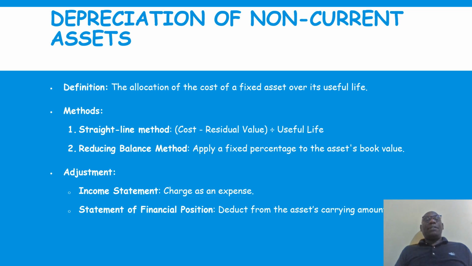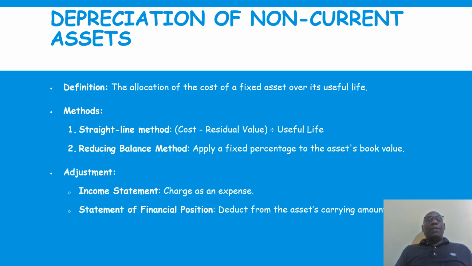The straight line method basically requires us to ascertain the cost of the non-current asset and then take into account the residual value, which can also be referred to as the scrap value, divided by the useful life of that particular non-current asset. So the formula for the straight line method is cost minus residual value or scrap value, divided by the useful economic life of that particular non-current asset.